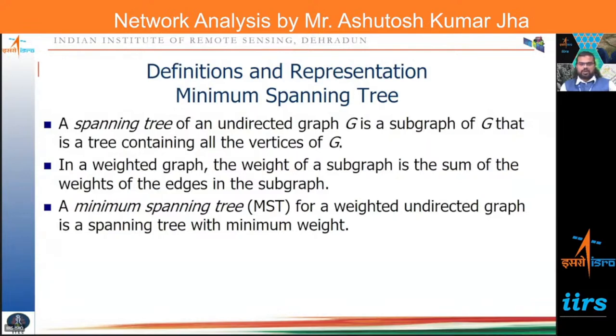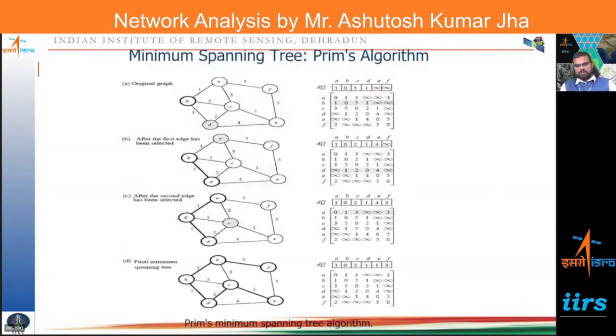Sometimes there's also an important concept called a minimum spanning tree, which can also be used to represent the vulnerability in your networks. It basically works on the principle of Prim's algorithm.